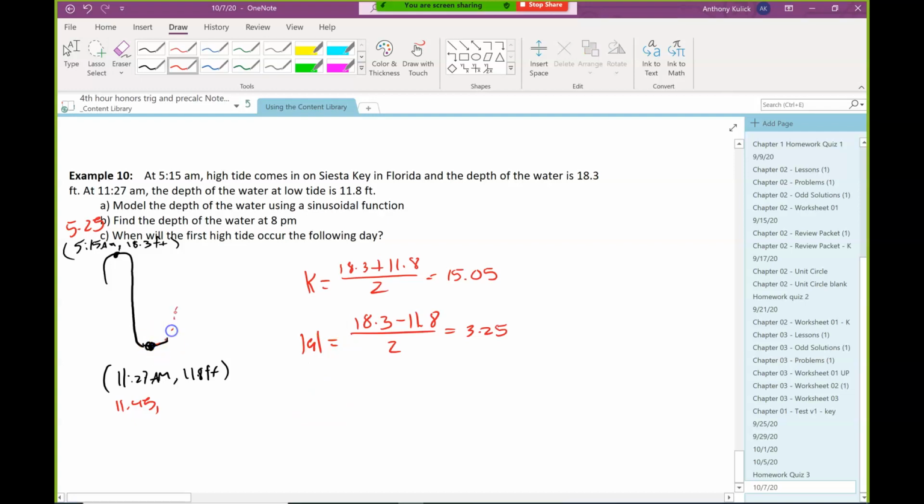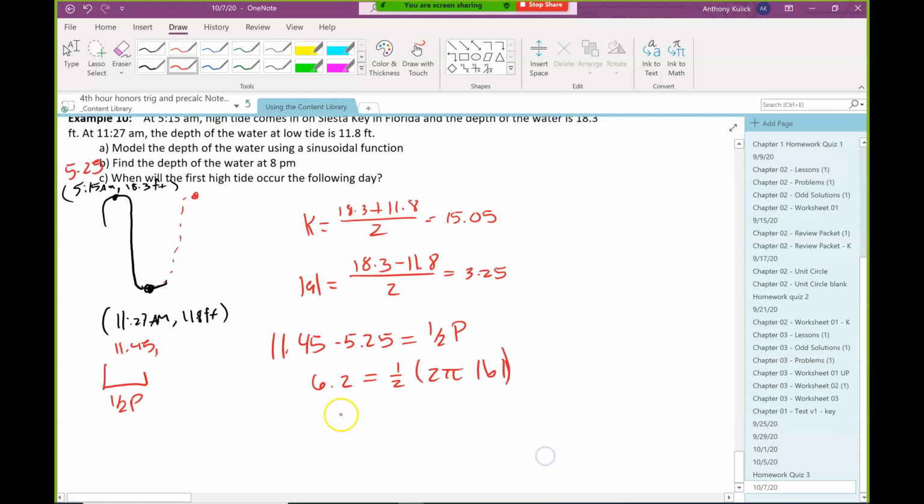So how much do I know? That's half of a period, right? From max to min. You guys agree with that? So I know that 11.45 minus 5.25 is equal to half a period. So that's 6.2 is equal to 1/2 times 2 pi over the absolute value of b. So I have 6 over pi is equal to the absolute value of b. Is everybody okay there?